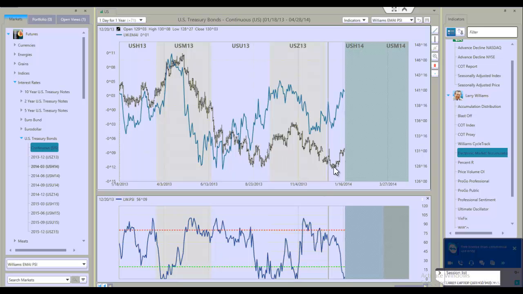The rally that we saw at the end of 2013, well, the professionals had been in the buy area, hadn't they? Now, not only that, we can then look at the accumulation going on in the marketplace. As we made a new low on bond prices here, we didn't here.